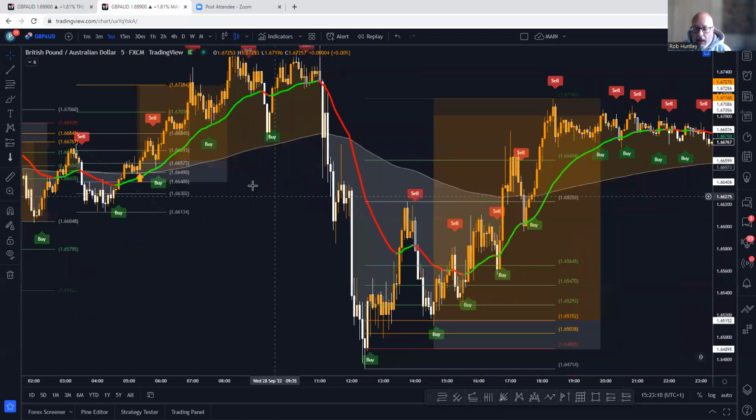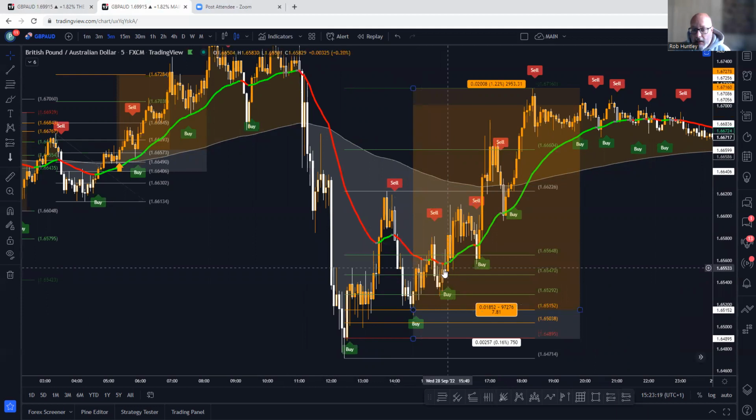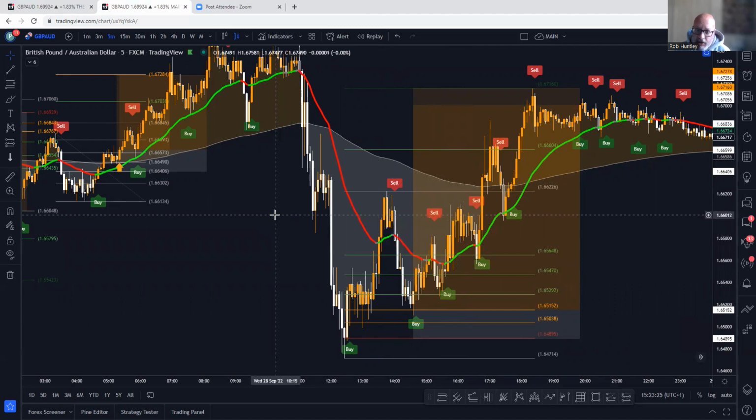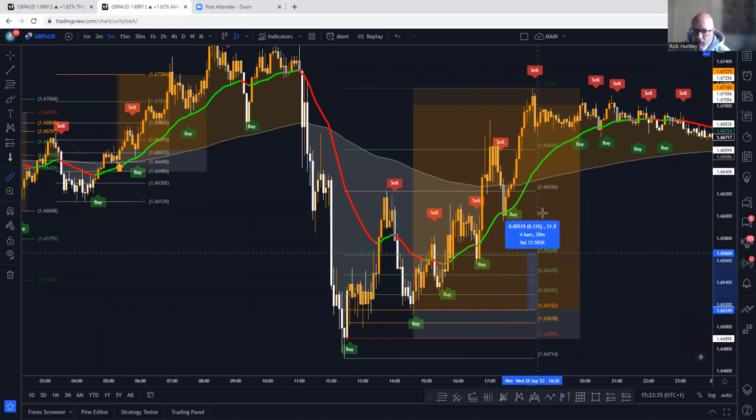So back to yesterday afternoon. Price had come down to there, pushed up for a buy, came back down again, and then we got another movement upwards. You can see from there that was a fairly decent move. I can't remember how many pips that was in the end.